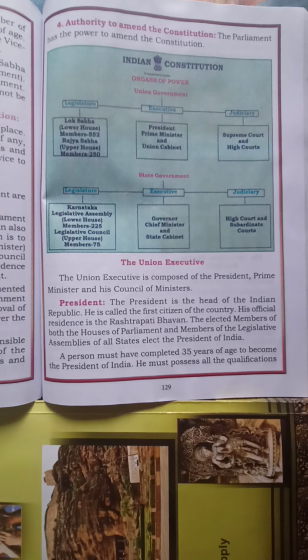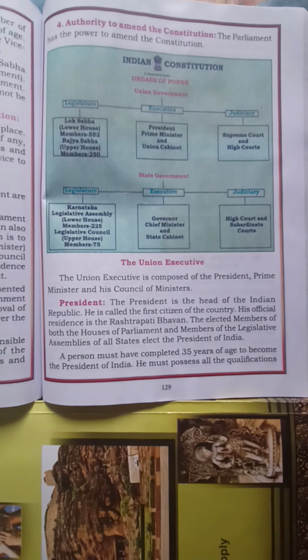His official residence is in Rashtrapati Bhavan. Where is his official residence or his house? That is known as Rashtrapati Bhavan. The elected members of both the houses of the parliament and members of the legislative assemblies of all states elect the president of India. A person must have completed 35 years of age to become the president of India.